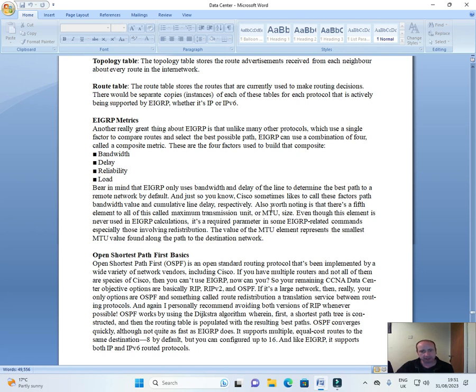And just so you know, Cisco sometimes likes to call these factors path bandwidth value and cumulative line delay respectively. Also worth noting is that there's a fifth element to all of this called maximum transmission unit, or MTU size, even though this element is never used in EIGRP calculations. It's a required parameter in some EIGRP-related commands, especially those involving redistribution. The value of the MTU element represents the smallest MTU value found along the path to the destination network.